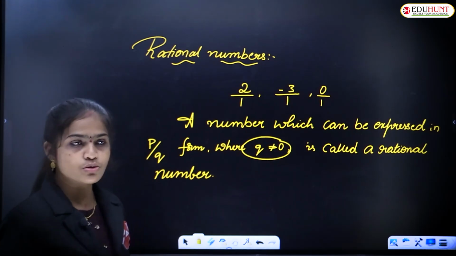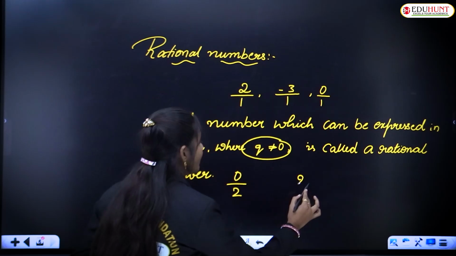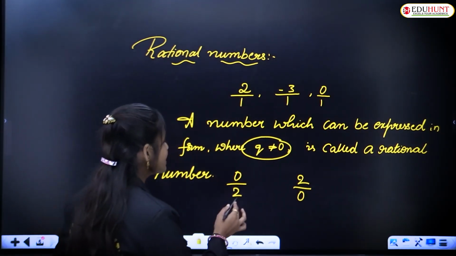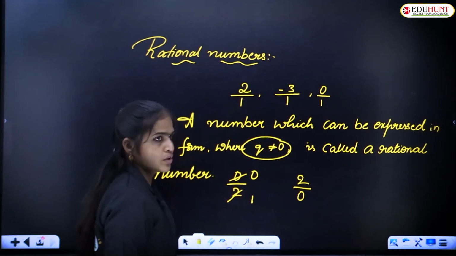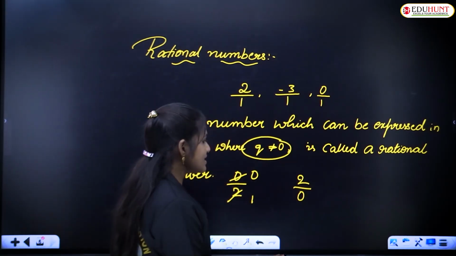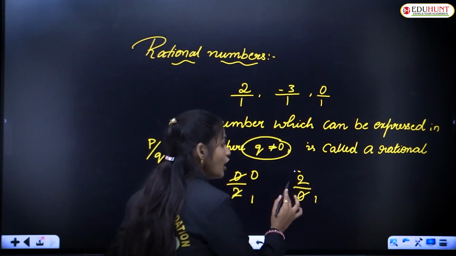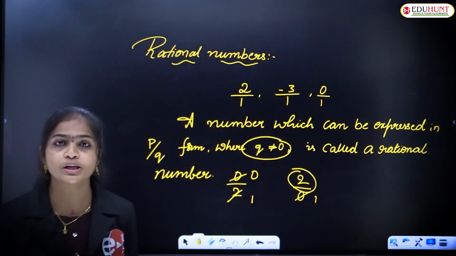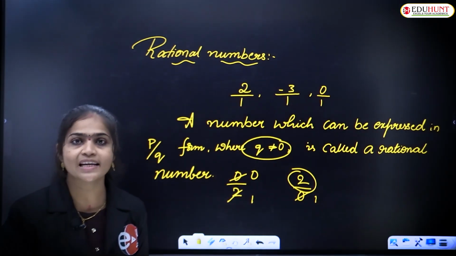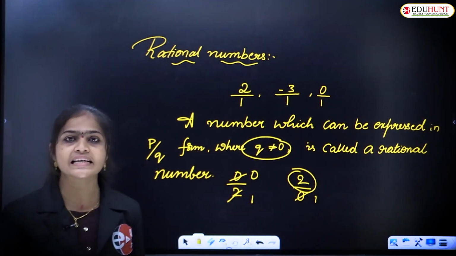Why madam, q not equal to 0? Because, for example, 0 by 2 is there, and 2 by 0 is there. What is the meaning of 0 by 2 here? After cancellation, 2 ones are 2, 2 zeros are 0. If you multiply any number with 0, you will again get 0 only as the answer. 0 into 1 is equal to 0. Clear? 0 into how much is equal to 2? Is it possible to get 2 as a quotient if you multiply 0 with any number? It is not possible. Why? Because 0 into any number, you will again get 0 only.